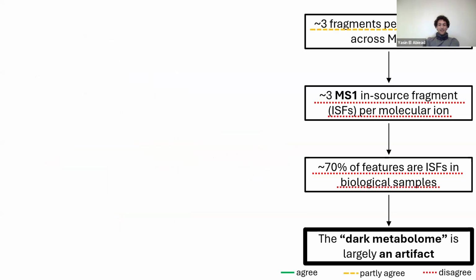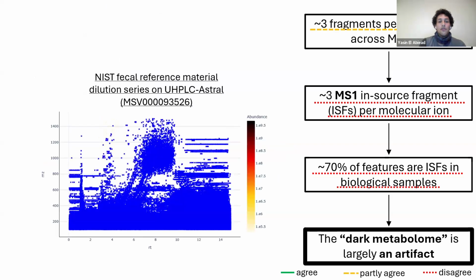Okay, then further to the last claim, that the dark metabolome is largely an artifact. We also addressed it from some different points of view. For that, we used some NIST fecal reference material data set that we have collected in collaboration with Thermo. This was on the UHPLC Astral data set, and the reason why we used that is that if we go on with the strategy that we talked about before, by using the MS2 scans to annotate our in-source fragments, it's really important that we have MS2s for as many ion species as possible. And in the Astral data set, as you can see here, each blue marker signifies an MS2 scan. That's the closest we can currently get to that scenario.